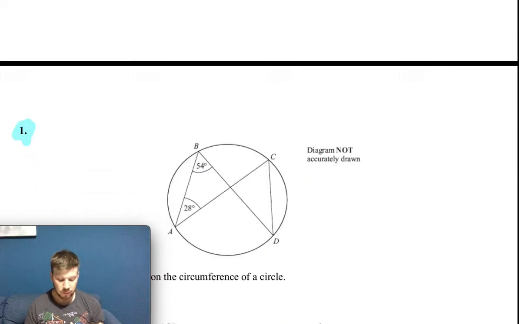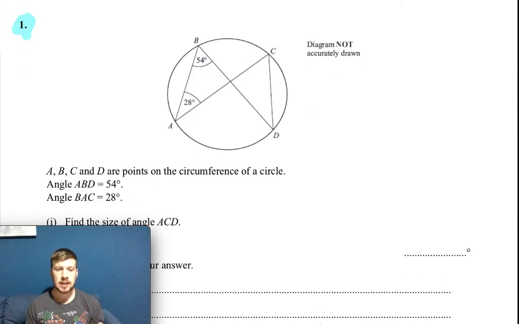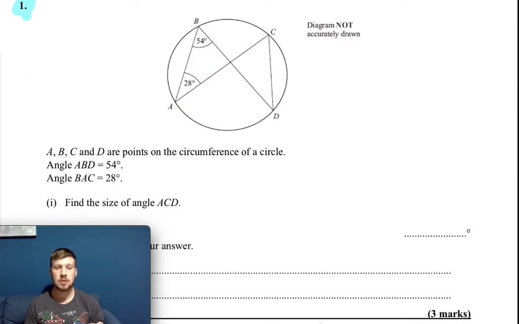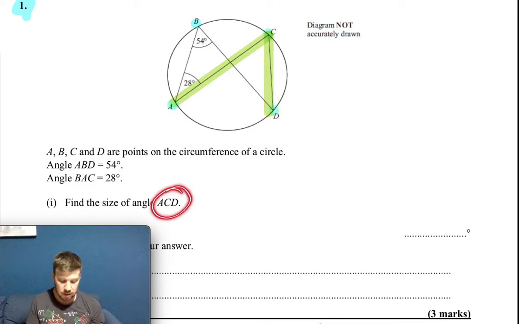So, the first thing we're going to look at, question 1, it says A, B, C and D are points on the circumference of a circle. So, I know that these values here, A, B, C and D, are all on the circumference. I'm told the angle of ABD and BAC and they're given to me. The first thing I'm asked to do is find the size of the angle ACD. So in order to know what that is, I'm looking for the angle which starts at A, goes to C, and then comes down to D. So hopefully, from reading this notation, I should know I'm looking for this angle here.